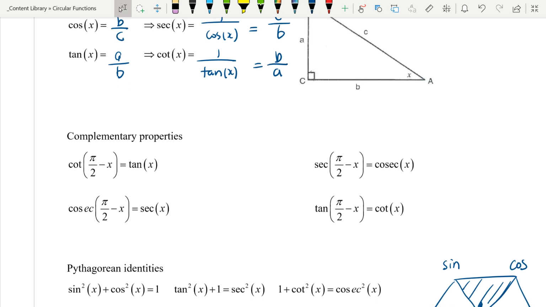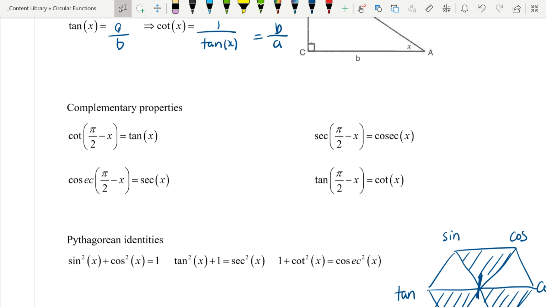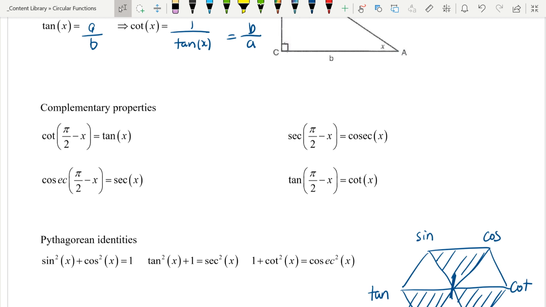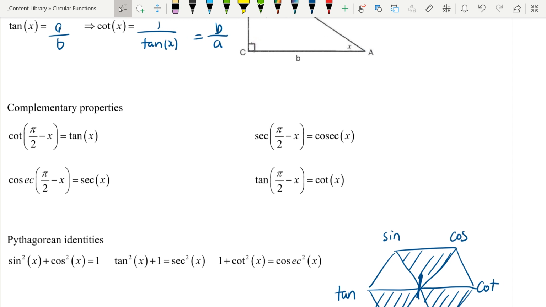Okay, so the complementary properties. Let's not talk about these ones. Let's think about first, what's the other two like you learned in methods? Do you remember there's two involved, pi over 2 and 3 pi over 2 for sine, cosine? I'll give you a hint: sine of pi over 2 minus x is what?